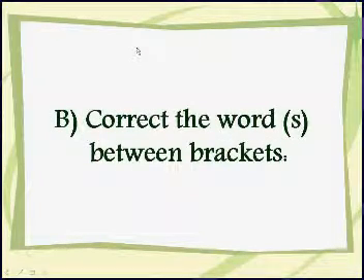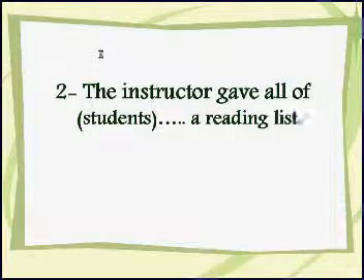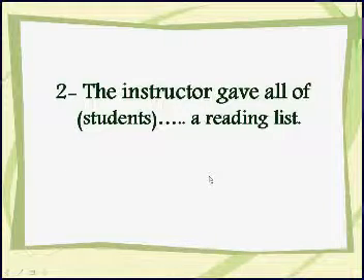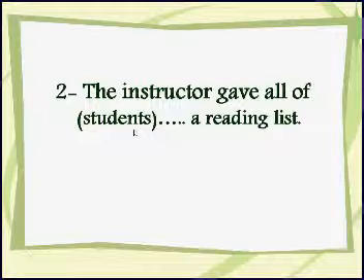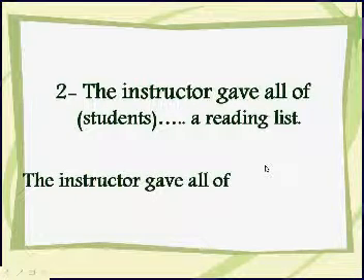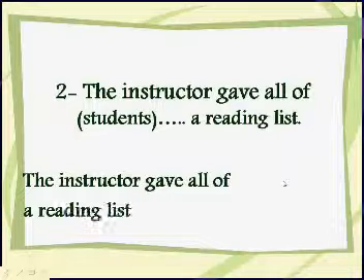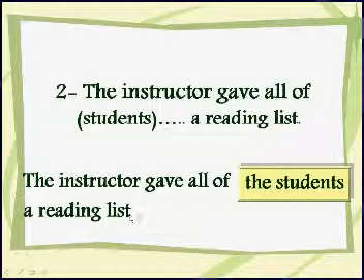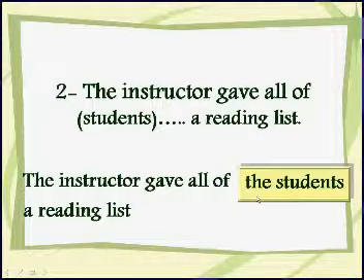Another type of question, correct the words between brackets. The instructor gave all of students a reading list. There is one mistake here. How can you correct it? All of, yeah. Remember, we are talking about a specific group here. The instructor gave all of the students a reading list. All of the students. You add the here. All of the, and then plural.